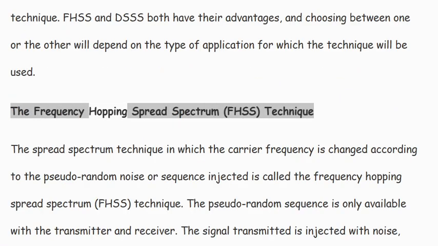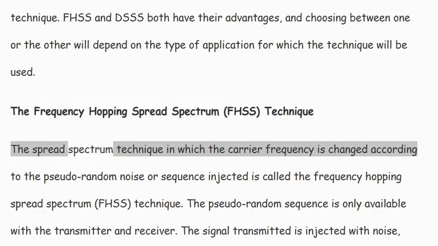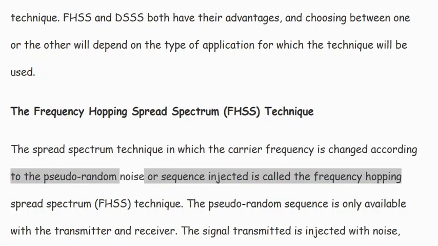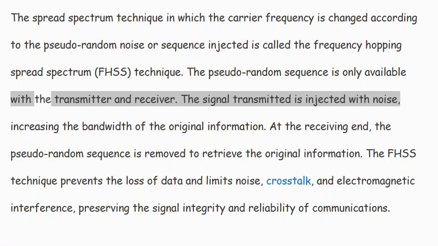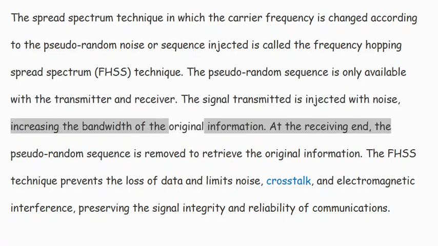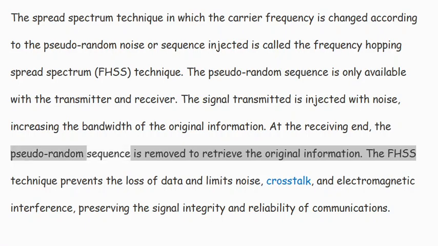The frequency hopping spread spectrum (FHSS) technique. The spread spectrum technique, in which the carrier frequency is changed according to the pseudorandom noise or sequence injected, is called the frequency hopping spread spectrum (FHSS) technique. The pseudorandom sequence is only available with the transmitter and receiver. The signal transmitted is injected with noise, increasing the bandwidth of the original information. At the receiving end, the pseudorandom sequence is removed to retrieve the original information.